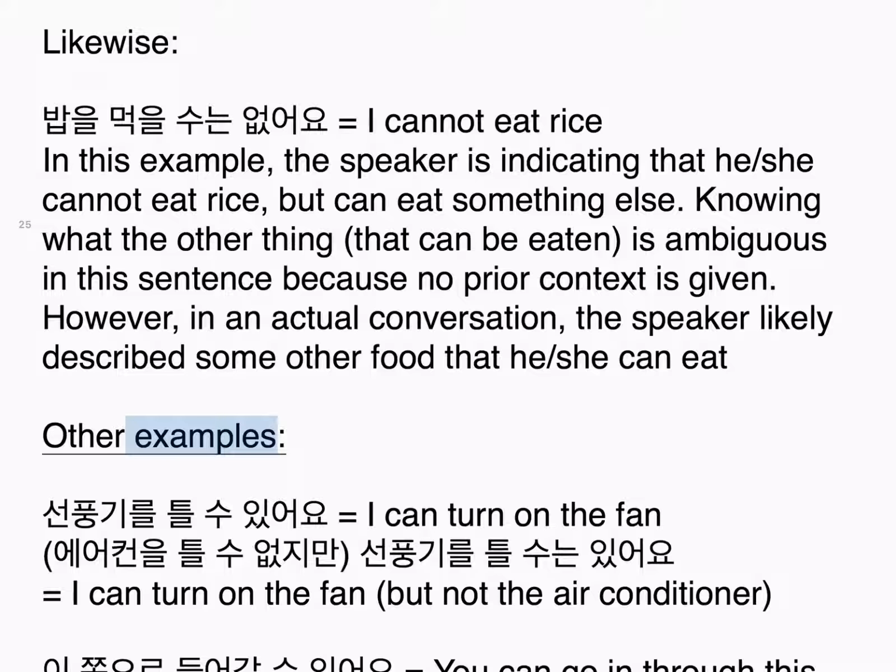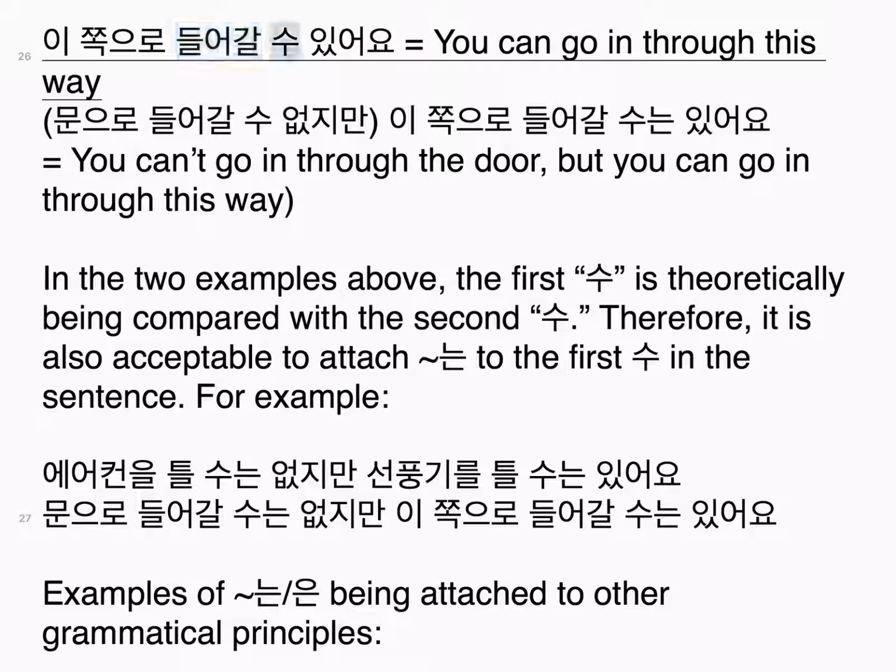Other examples. 선풍기를 틀 수 있어요. I can turn on the fan. 에어컨을 틀 수 없지만 선풍기를 틀 수는 있어요. I can turn on the fan, but not the air conditioner. 이쪽으로 들어갈 수 있어요. You can go in through this way.